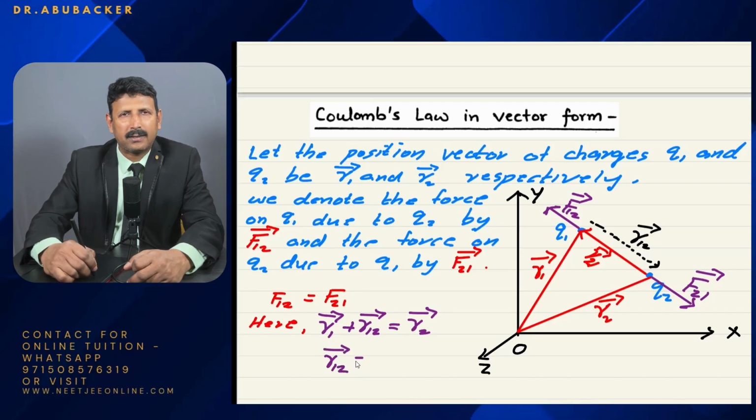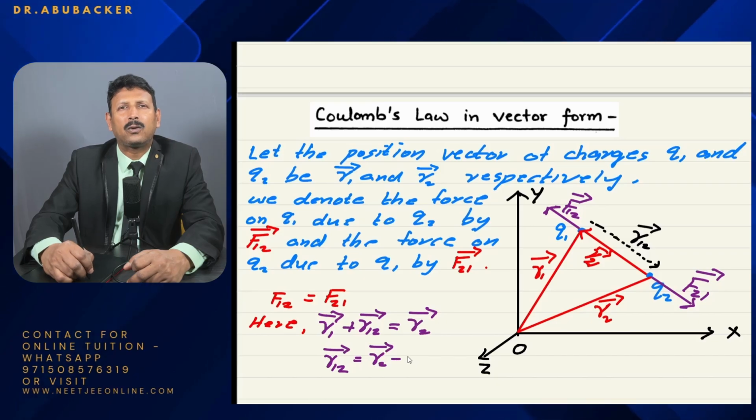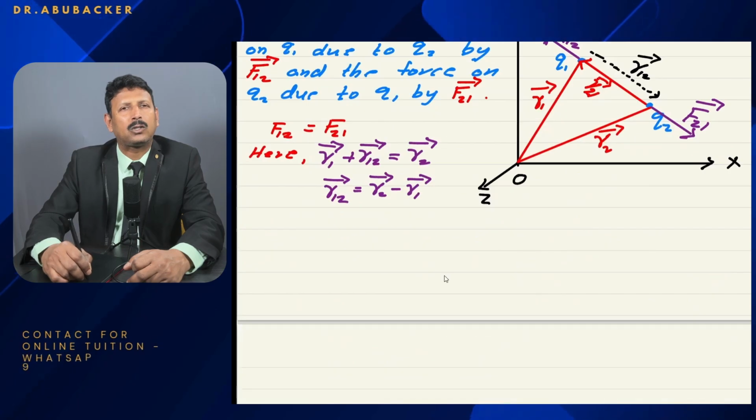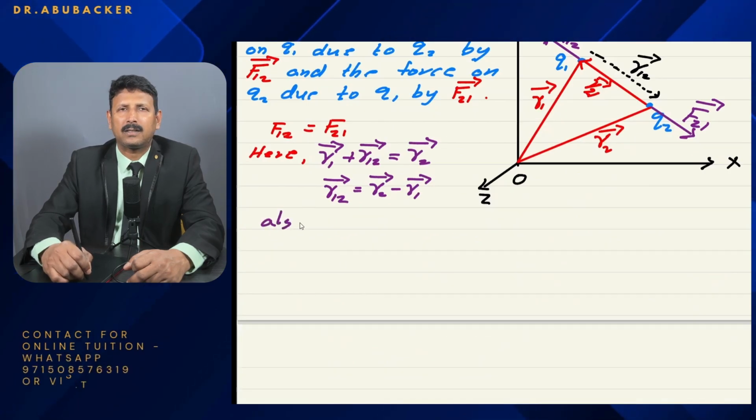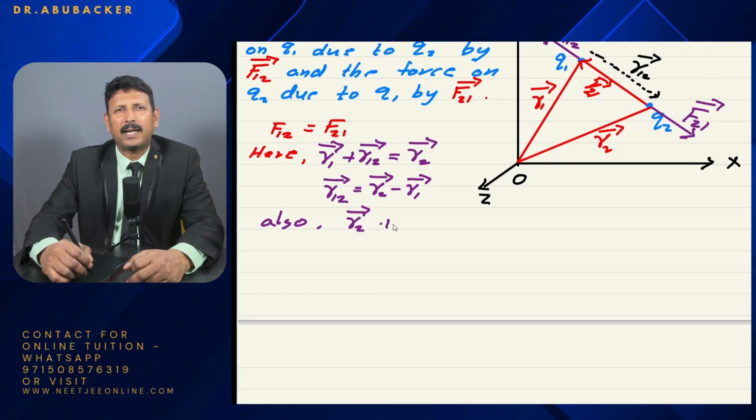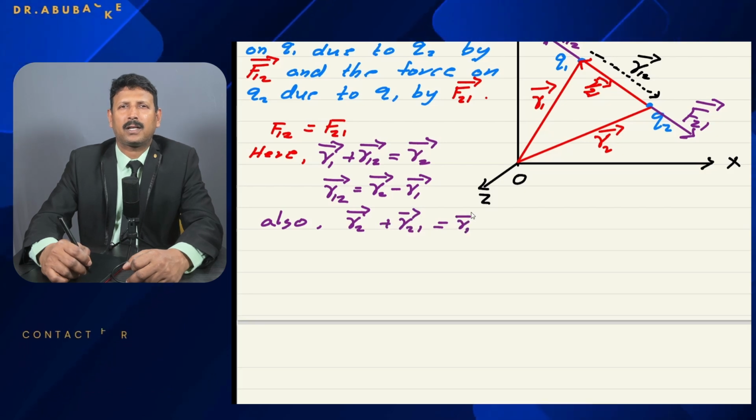Now we go to the other side. Also R2 plus R21, look into the diagram and decide. R2 plus R21 is equal to R1. From there we can write R21 is R1 minus R2. So we have the same expression. You look into the diagram, it is the same. The only difference is that the opposite sign will come.